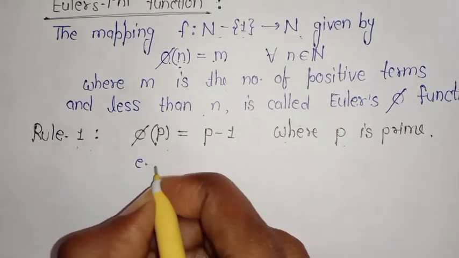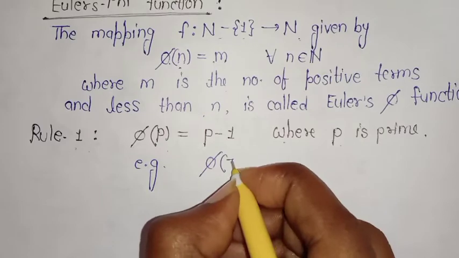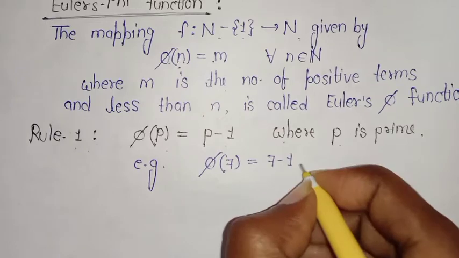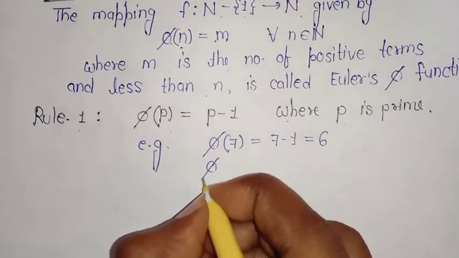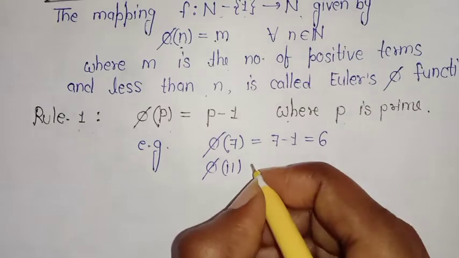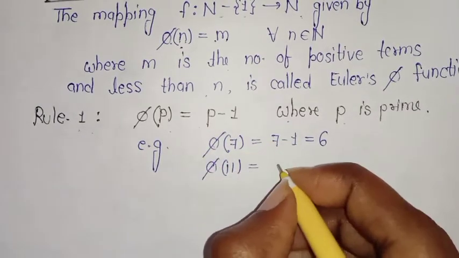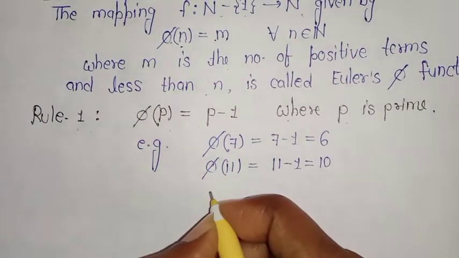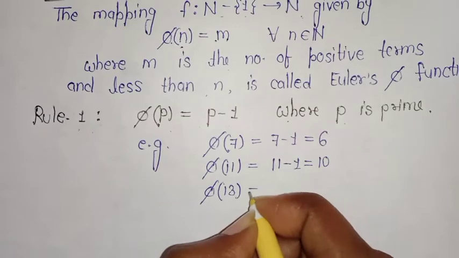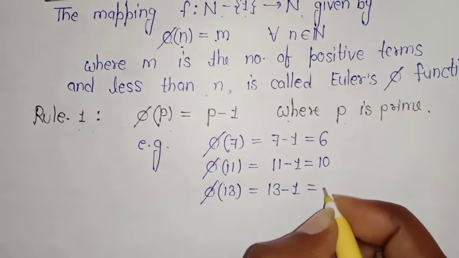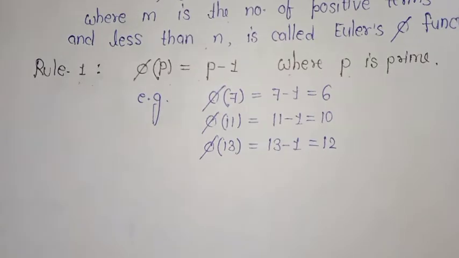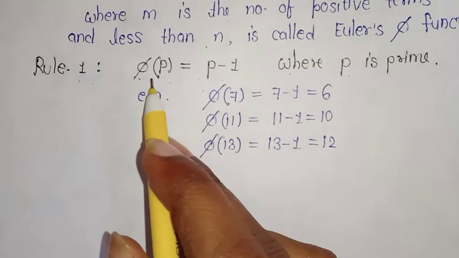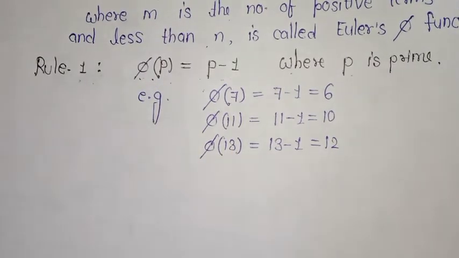I am taking some examples. Phi of 7. We know that 7 is a prime, so its Euler's phi function becomes 7 minus 1, that is 6. Now phi of 11. 11 is also a prime, so we get 11 minus 1, that is 10. Similarly, phi of 13 becomes 13 minus 1, that is 12. Whichever prime you take, you will always get this type of relation. So if we have a prime, we can easily calculate the Euler's phi function.